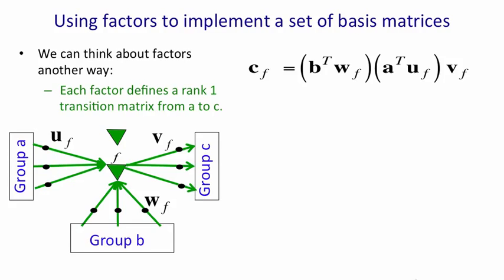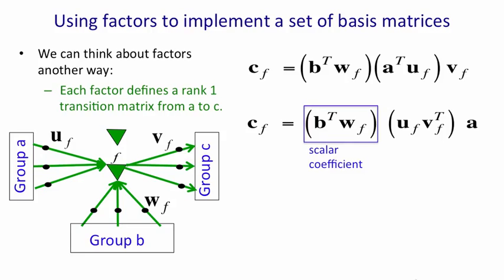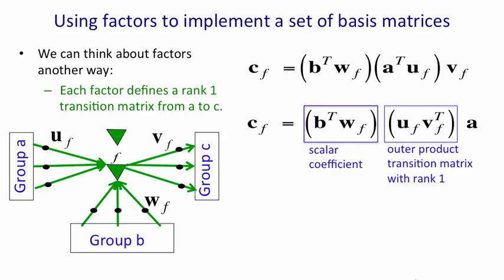We can rearrange that equation so that we get one scalar product, and then we take the outer product of the weight vector u and the weight vector v, and that gives us a matrix, and the scalar product that we computed by multiplying B by w is just a coefficient on that matrix. So we multiply a rank 1 matrix by that scalar coefficient to give us a scaled matrix, and then we multiply the current hidden state A by this matrix to determine the input that factor f gives to the next hidden state.